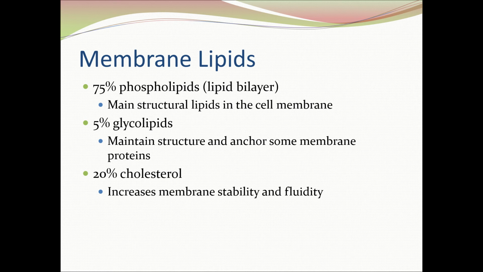So the phospholipids are the main structural lipids in the cell membrane. The glycolipids help to maintain structure and also anchor some membrane proteins, and the cholesterol increases membrane stability and fluidity. Because cholesterol is waxy in its structure, whereas, as mentioned, the plasma membrane is like an oil in its consistency. And so the cholesterol helps to hold everything together and give it a little more form.